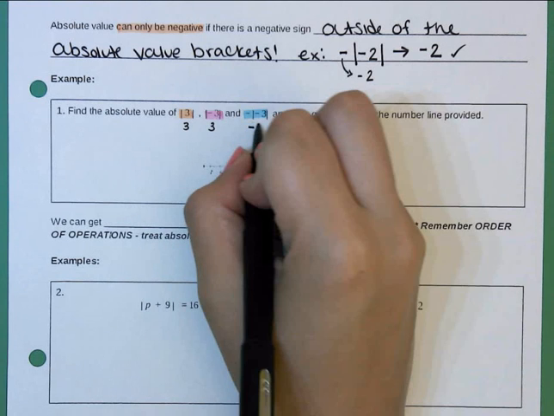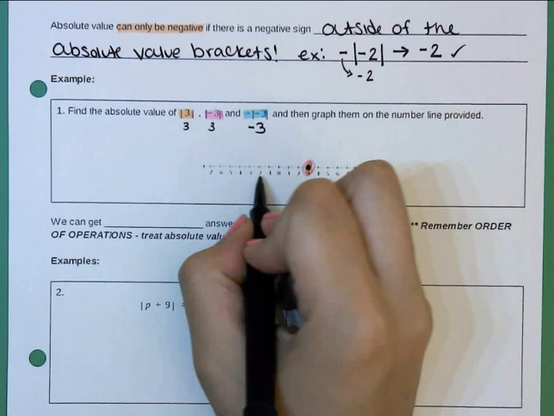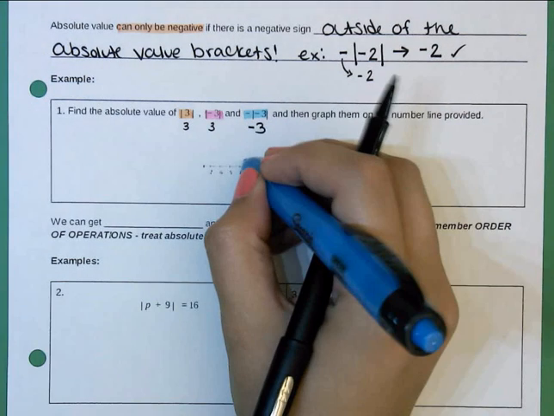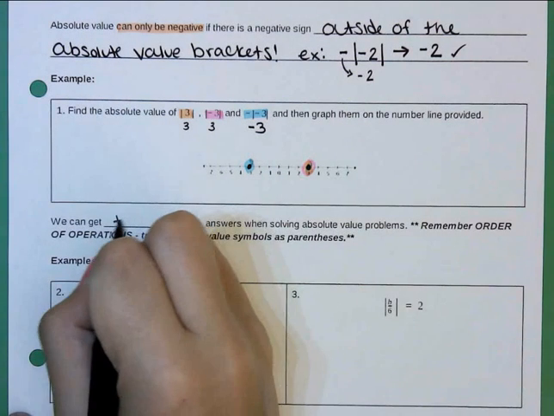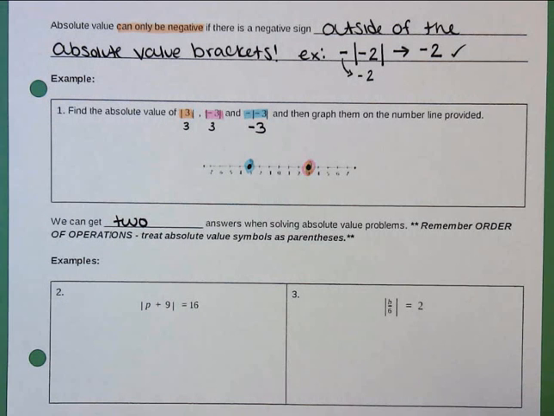We can get 2 answers when solving absolute value problems. And remember the order of operations. You treat absolute value the same exact way as parentheses. So the easiest thing to do is to split it up into 2 problems. Anytime you see absolute value, we're going to break this into 2.